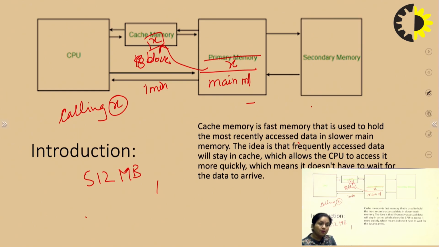The idea is simple. Frequently used data which will be called again and again will stay in cache memory. So whenever the CPU is asking for data, first it will go to the cache memory, and it will take less time to access compared to the main memory. So the output will be generated faster, and the performance of the system will be increased.